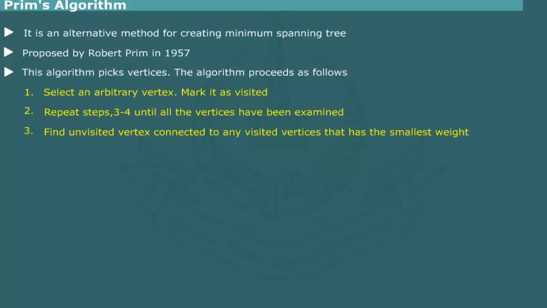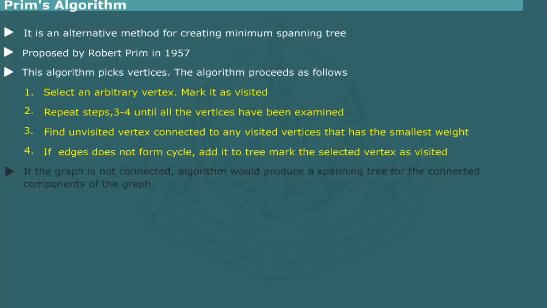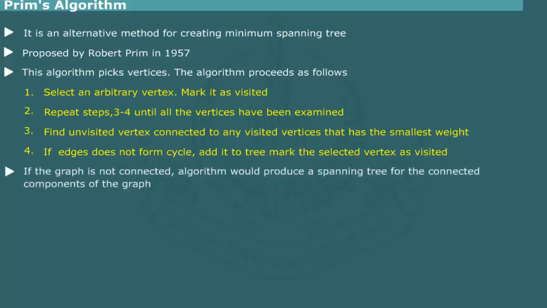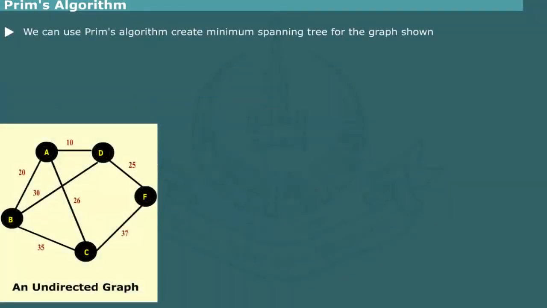Step 4. If the edges do not form a cycle, add it to the tree and mark the selected vertex as visited. If the graph is not connected, then the algorithm would produce a spanning tree for the connected components of the graph. Consider, for example, the weighted graph shown in figure. We use Prim's algorithm to create the minimum spanning tree.